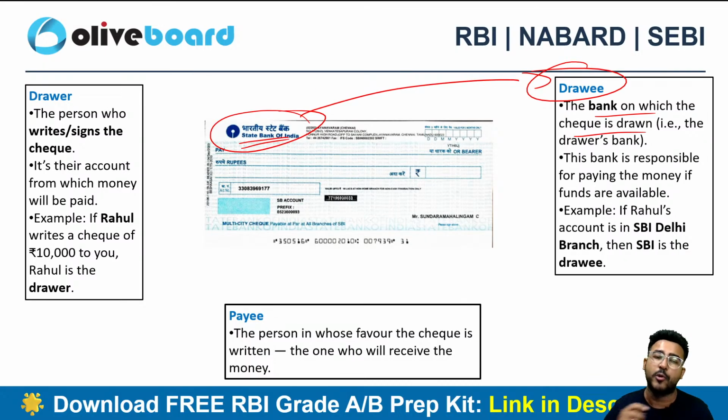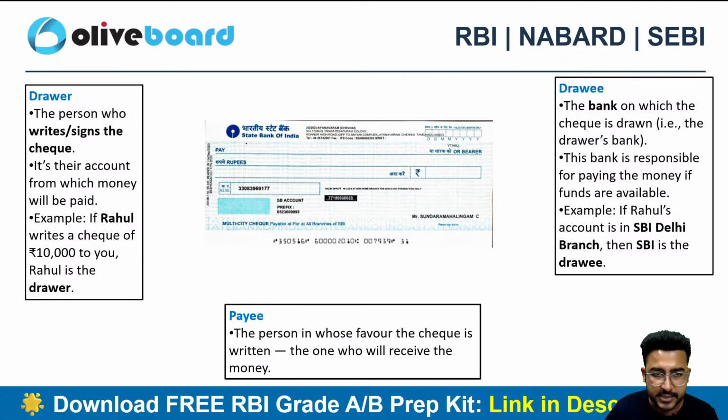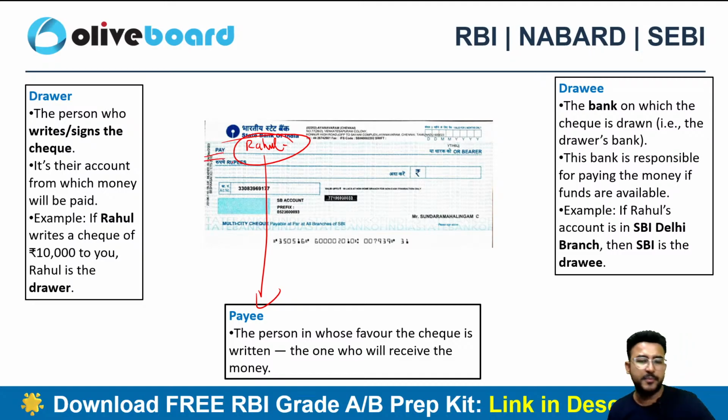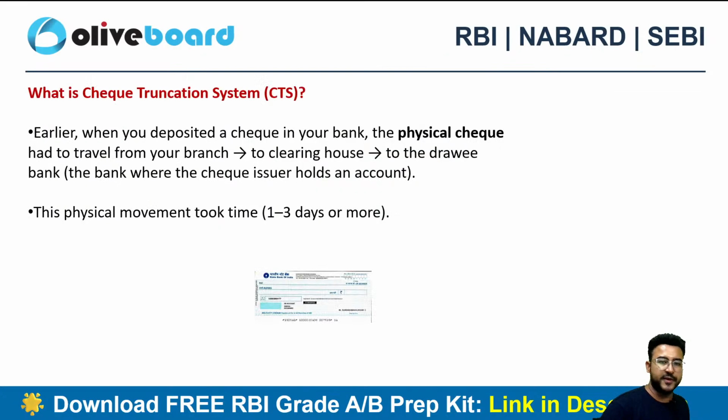I will be the drawer, I am drawing this check. Who will be the payee? The person who will be receiving the money, let's suppose Mr. Rahul. He will be the payee. The person in whose favor the check is drawn is nothing but the payee.